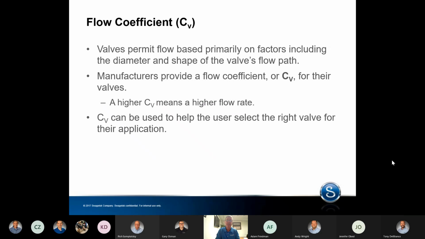The flow through a valve depends on a number of factors, including the diameter and shape of the flow path. The flow coefficient, which is provided by the valve manufacturer, can be used to help select the right valve for an application. The flow coefficient is represented in valve specs as C sub V, and a higher C sub V means a higher flow rate. Keep in mind that a higher C sub V does not necessarily mean it's a better valve for your application.